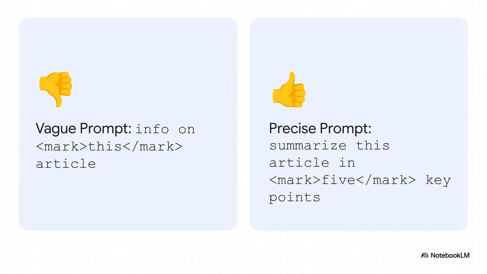I mean, just look at the difference here. On one side, you have "info on this article." That's basically asking for a rambling, unfocused mess of text. But on the other side, "summarize this article in 5 key points." See? It's a precise command. That one tiny change makes all the difference. So let's break down exactly how you can do this every single time.